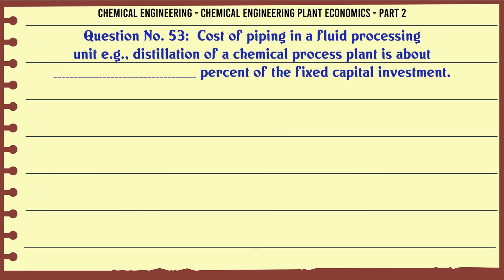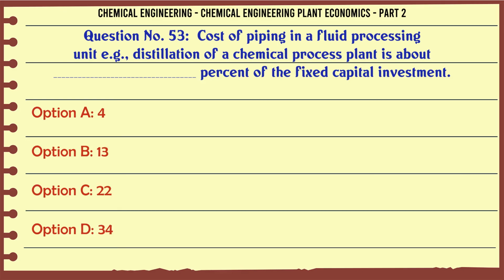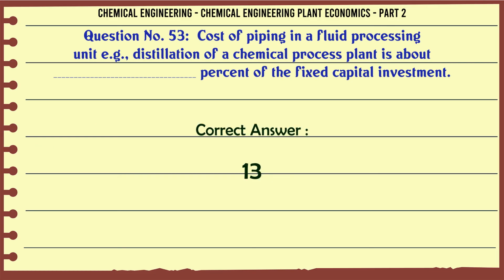Cost of piping in a fluid processing unit, e.g. distillation of a chemical process plant, is about % of the fixed capital investment. A. 4. B. 13. C. 22. D. 34. The correct answer is 13.